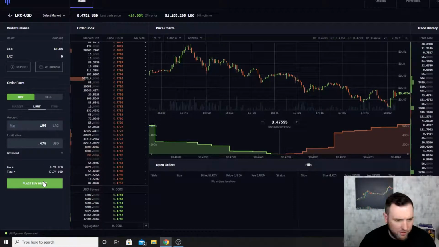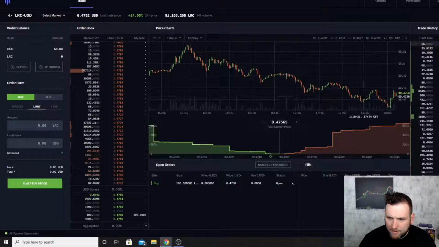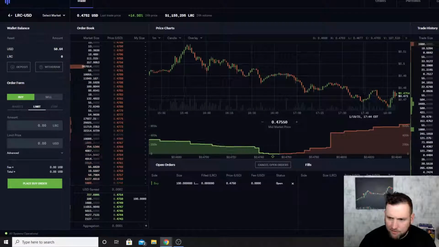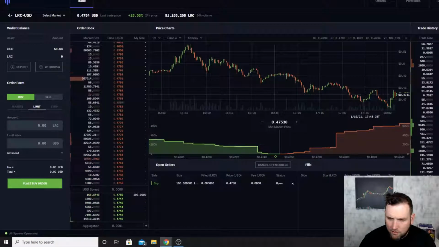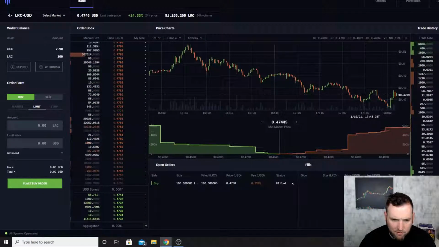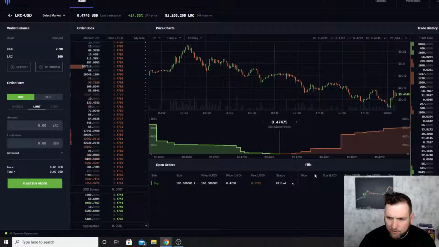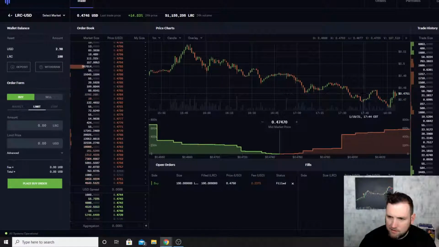Actually, I think I'm going to go ahead and go with this limit order. I'm going to see if I can get filled or not. At this 47.5 area, I may not get filled. The downtrend hasn't broken yet. Okay, I did get filled. So I am in this. Got 100 LRCs.